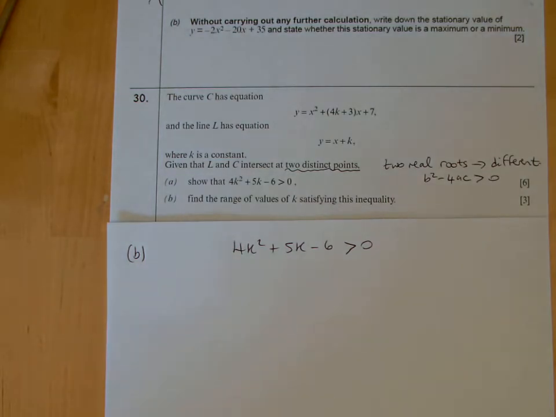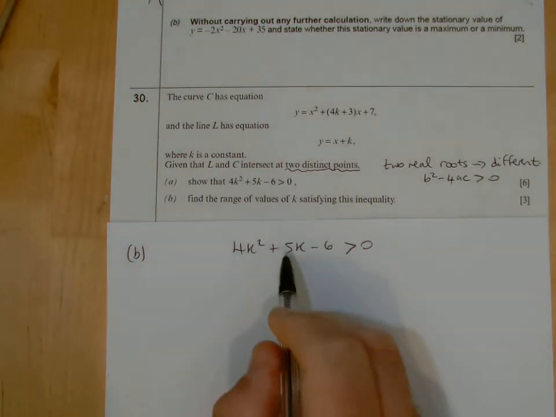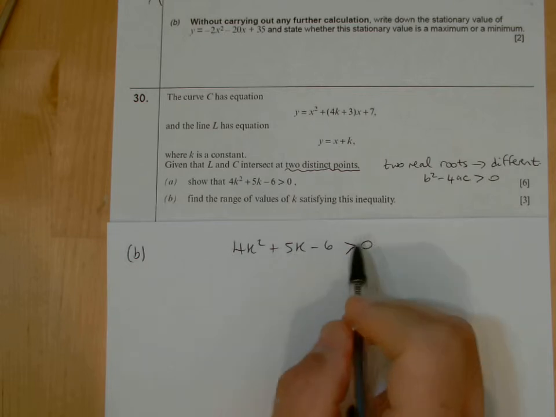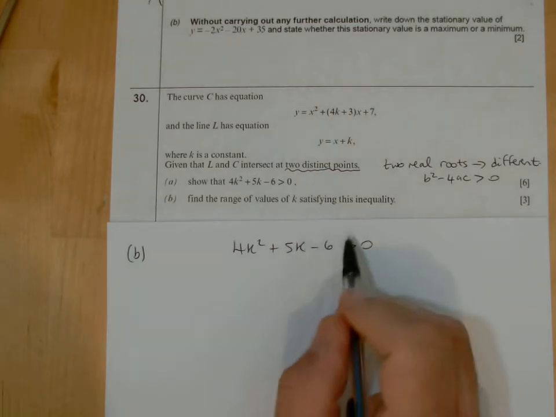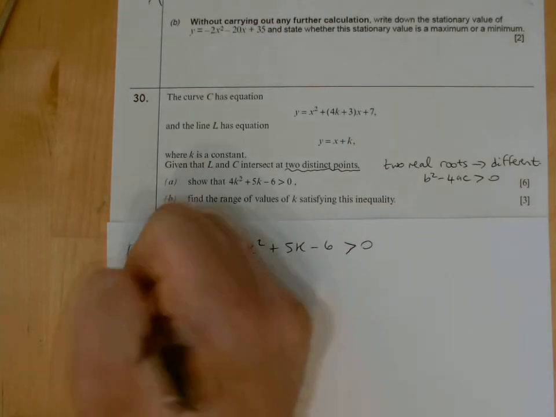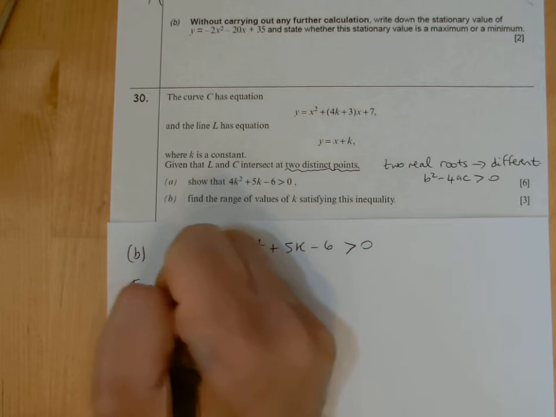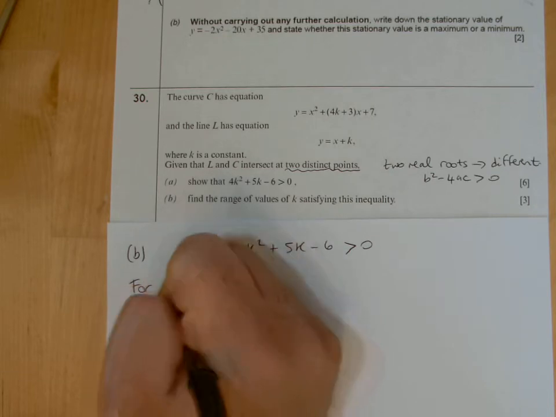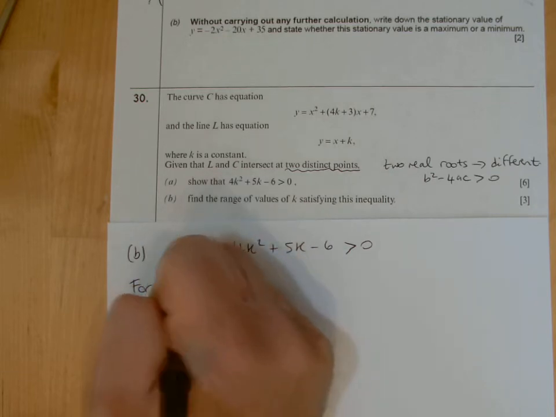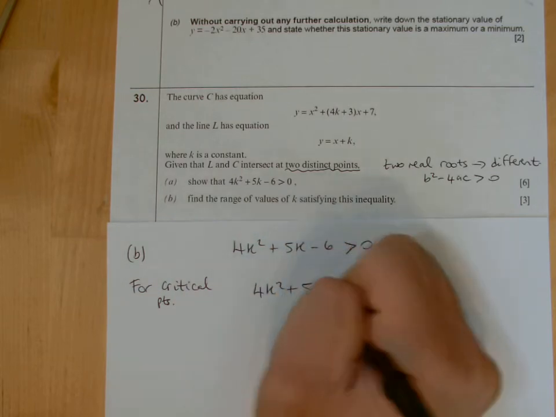Okay, so with part B, we need to factorize this here, essentially, because we need to show where this quadratic is greater than 0. In order to establish that, what I'm going to look to start with is when it's equal to 0. So we focus on what we call the critical points, where this quadratic is actually equal to 0.